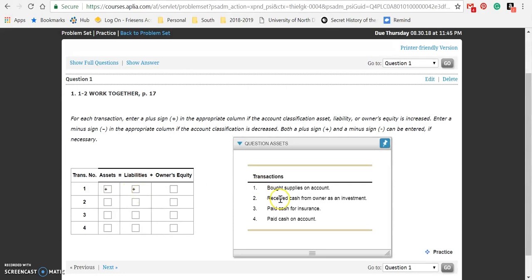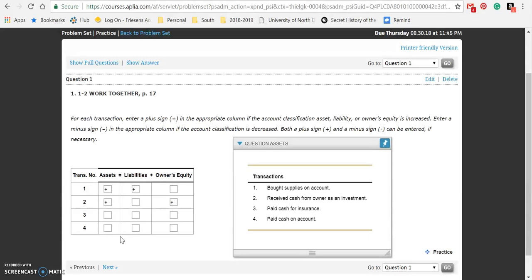So let's look at our second transaction, which says that we received cash from the owner as an investment. Remember, received cash, we consider to be an asset. It's something that we own. So over here under assets, we're going to put a plus. That's going up. And then what happened here is that the owner took money from his personal account and put it into the business account, which means that the equity that he has in the business is going up. So owner's equity should also get a plus over here. And again, we can have a plus and a plus because we're on opposite sides of our accounting equation.